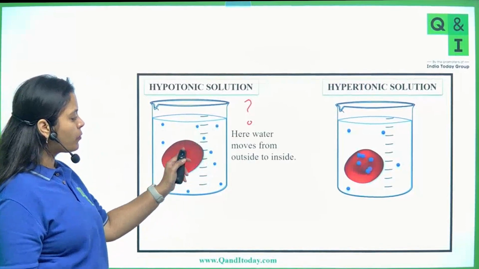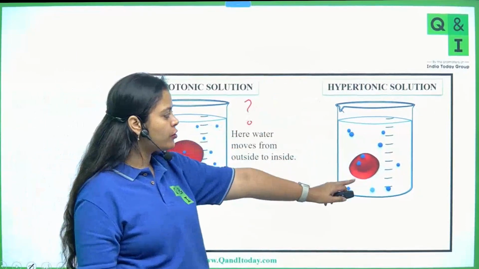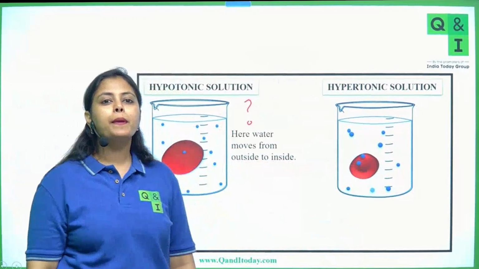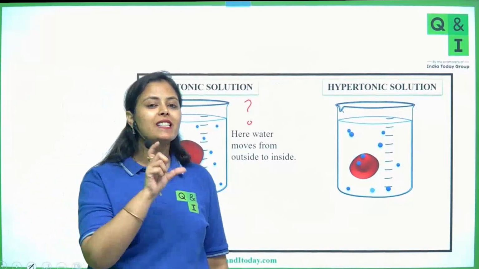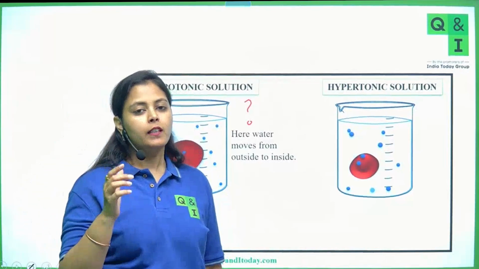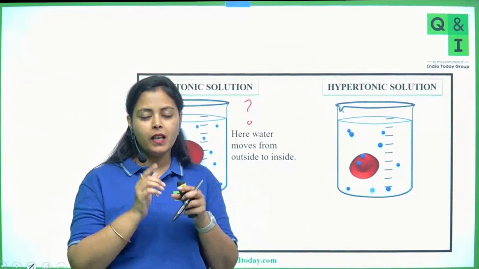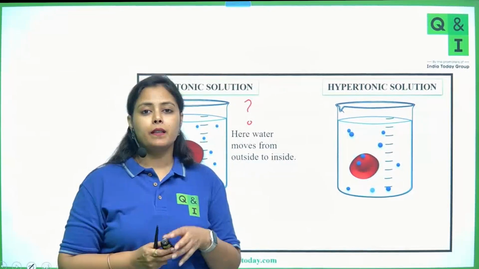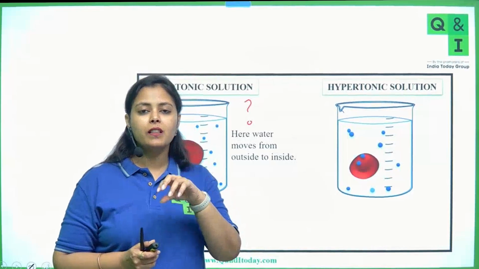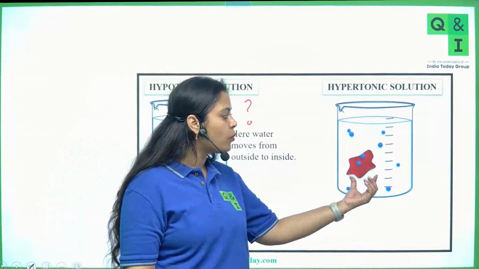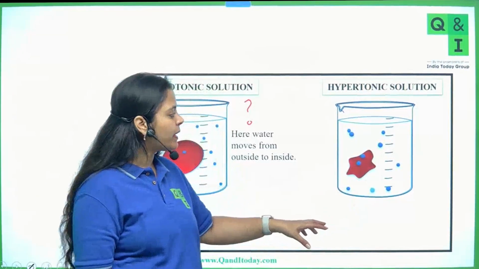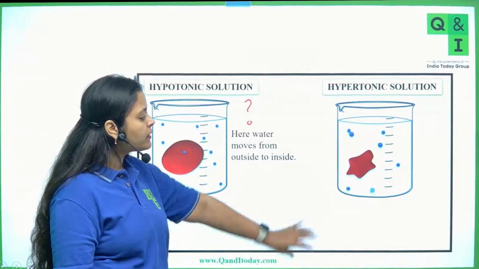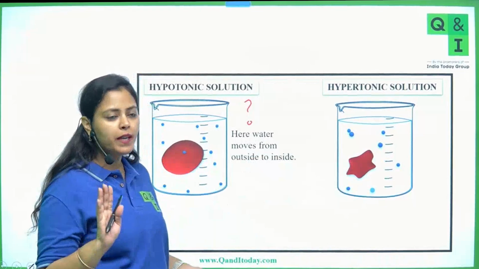So water moves from outside to inside. Whereas in hypertonic solution, plasmolysis is the name of the process. The shrinkage of the contents of the cell away from the outer membrane is called plasmolysis. But if you are asked what would be the condition of the cell, then you have to say that the cell becomes plasmolyzed. Very good, everyone. See from here, the cell has reduced in size. That means the cell has become plasmolyzed.